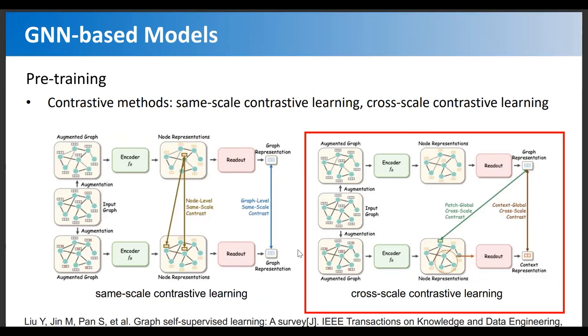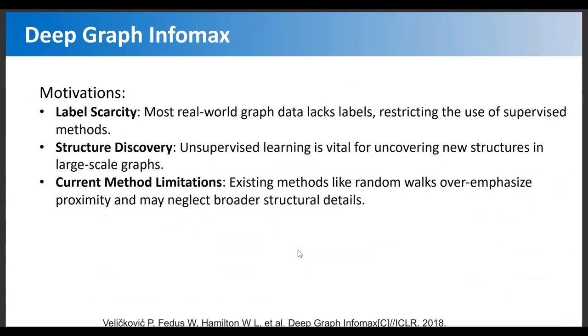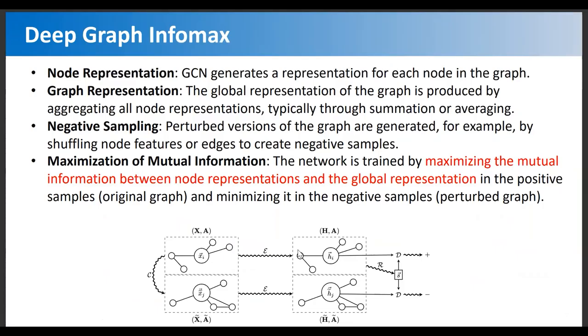Okay, the second subcategory of contrastive learning methods is cross-scale contrastive learning. In cross-scale contrastive learning, a typical work is Deep Graph Infomax. In this work, a node and the graph it belongs to become a positive pair, and a node with a modified graph or another graph becomes a negative pair. This idea actually originates from the computer vision area. There, for example, we have a figure, and a patch in the figure and the entire figure form a positive pair.